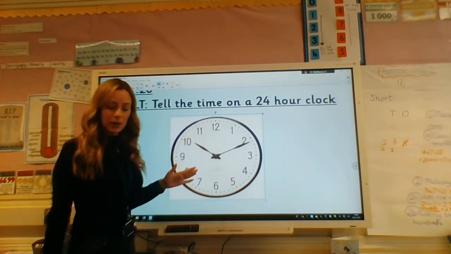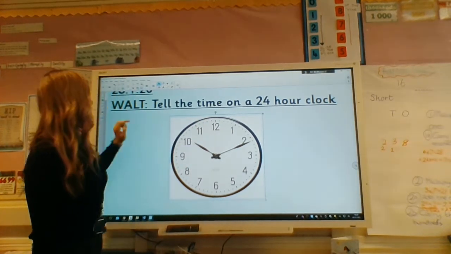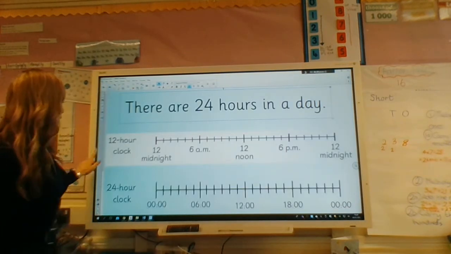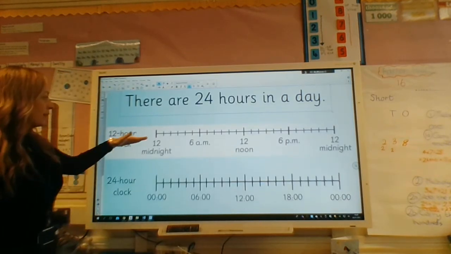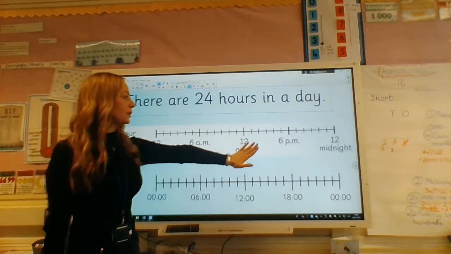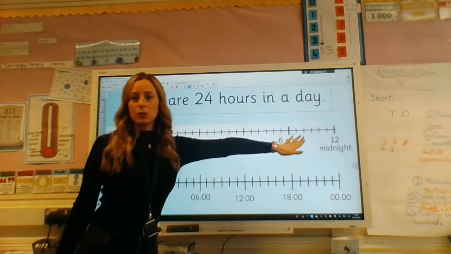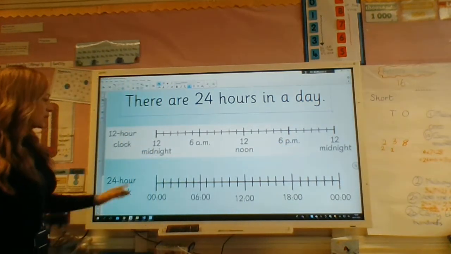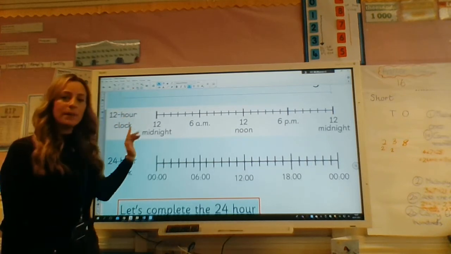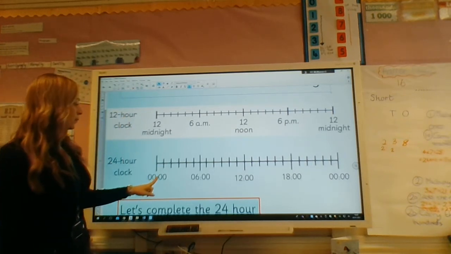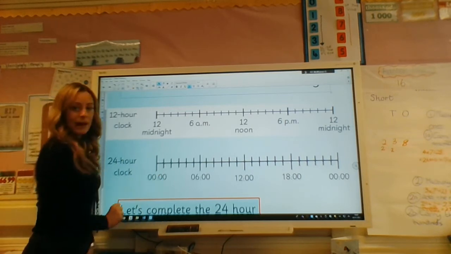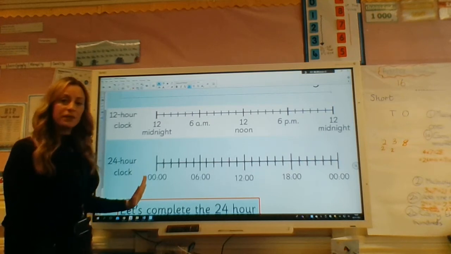So in a day, the clock goes round twice because there's 24 hours in a day. Now, just to show you, the first 12 o'clock is midnight, then we've got 6 a.m., 12 o'clock in the afternoon, 6 o'clock in the evening, and we're back to 12 o'clock at midnight. So if you're writing in terms of a 24-hour clock, when it's 12 o'clock at midnight, we write 00.00. So this means there are no hours, no minutes passed. So we're at the start of the day.